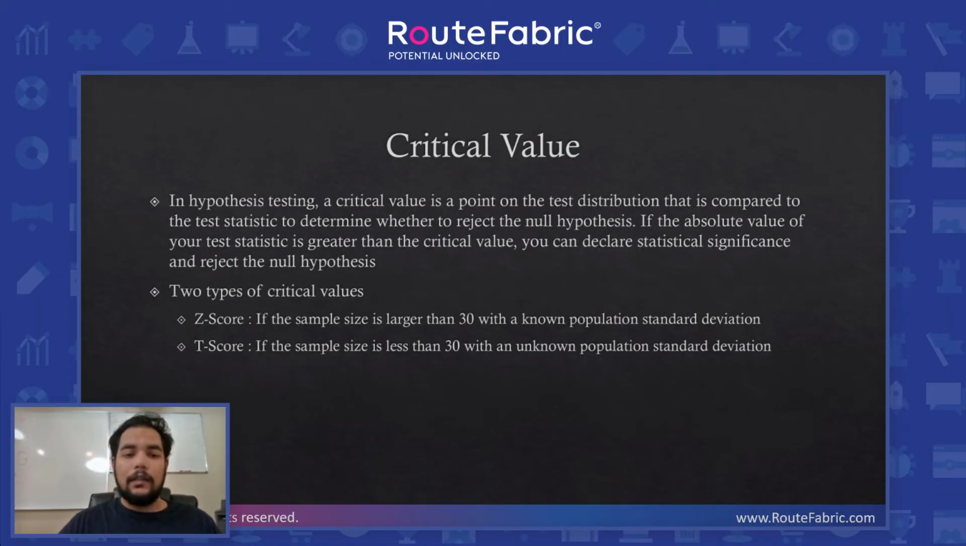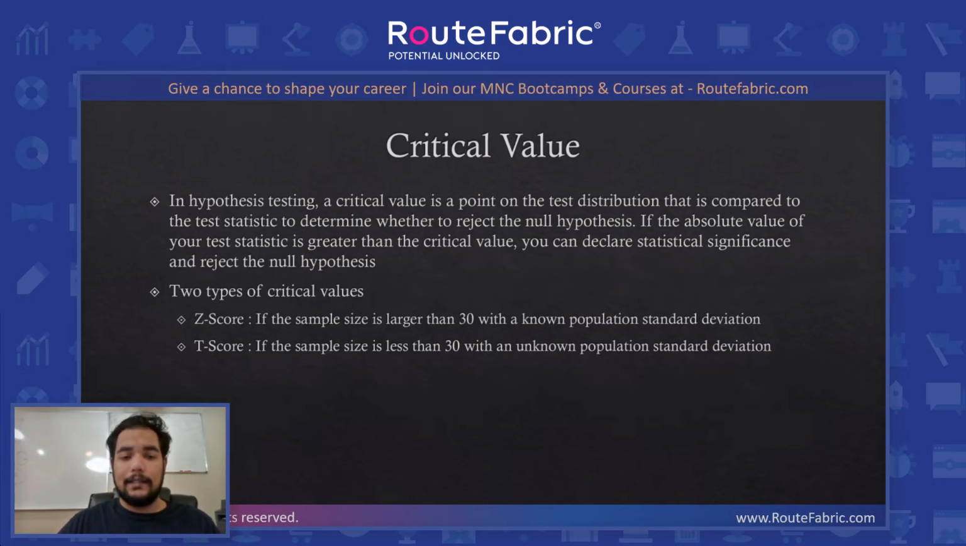Now let us see all the components that are in hypothesis testing. The first one is the critical value. A critical value is a point on the test distribution that is compared to the test statistic to determine whether to reject the null hypothesis. If the absolute value of your test statistic is greater than the critical value, you can reject the null hypothesis.